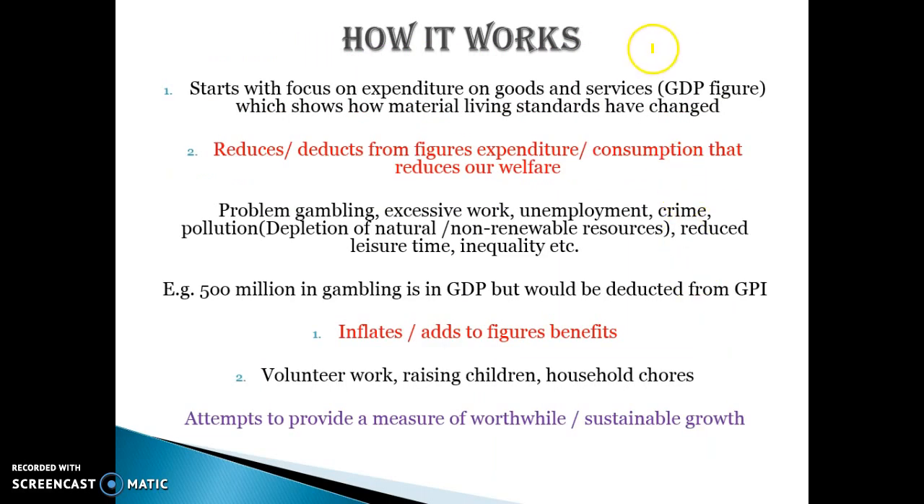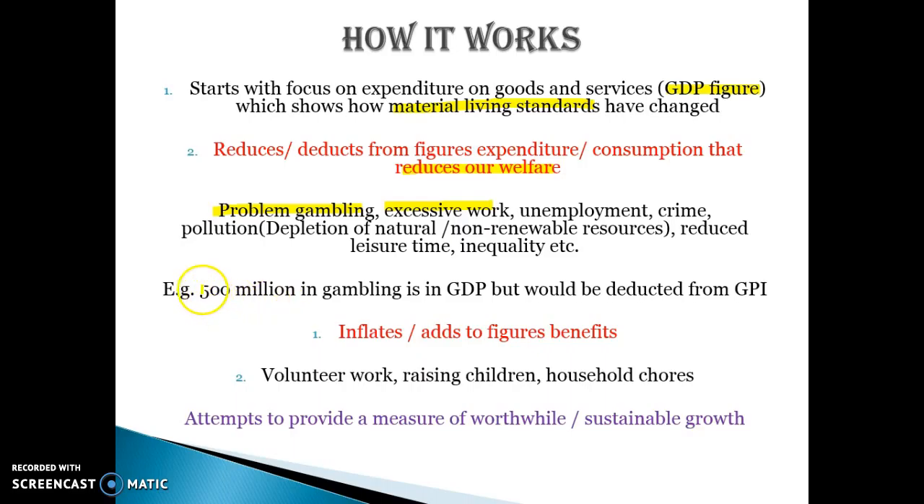So, how does the genuine progress indicator work? Well, it starts with a focus on expenditure on goods and services. So it starts with a figure similar to GDP to show the changes in material living standards. Then it deducts and adds figures based on whether they subtract or add to our welfare. So it deducts figures from expenditure that reduce our welfare, for example, problem gambling, excessive work, unemployment, crime or pollution, or reduced leisure time. So it tries to calculate these figures and deduct them from our GDP.